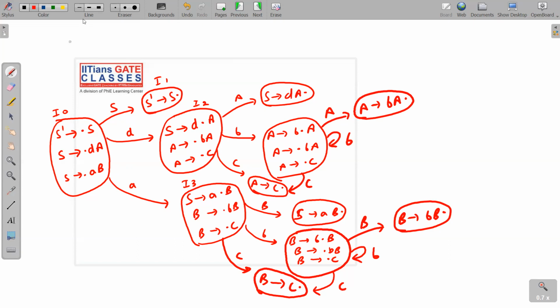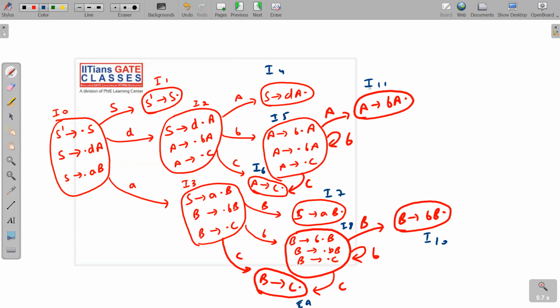So let me label the states with a different color. I0, I1, I2, I3, then I4, I5. There is no rule and regulation how to label. You can label yourself whatever way you want. I6, then I7, I8, I9, and I10. Have I left anything else? Yes, I11. So total 12 states will be there.